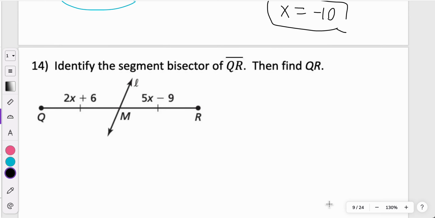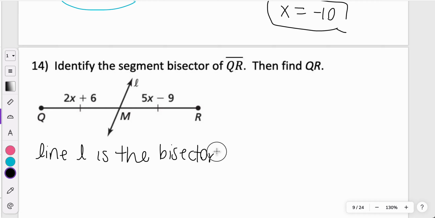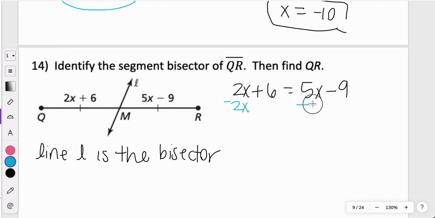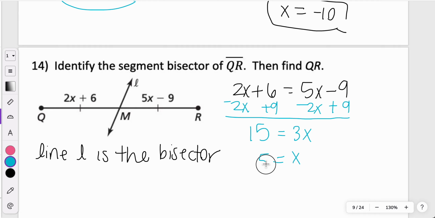Moving right along, number 14 has that bisector. It says identify the segment bisector of QR, then find QR. So line L is the bisector, which also means that 2x plus 6 is equal to 5x minus 9. I'm going to combine like terms here. I'm going to move 2x to the right and move 9 to the left, so that I get 15 equals 3x. So x is equal to 5.